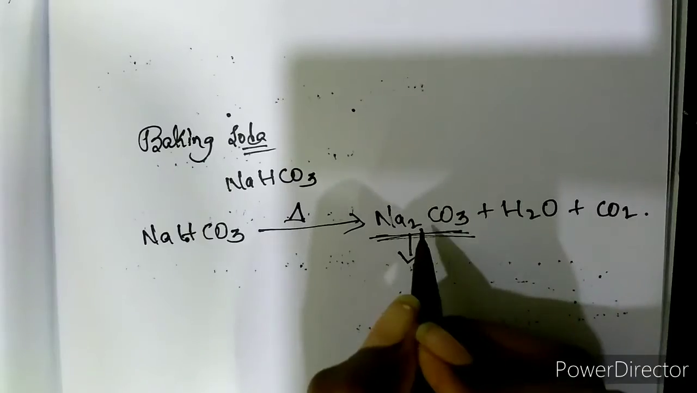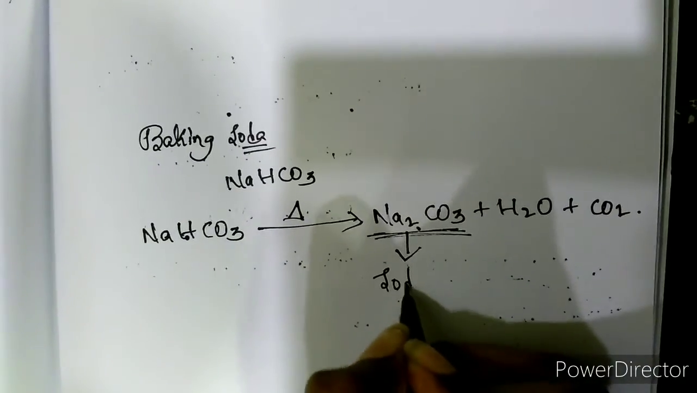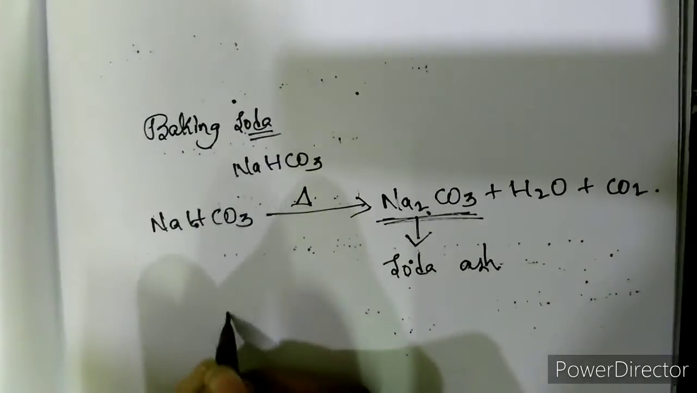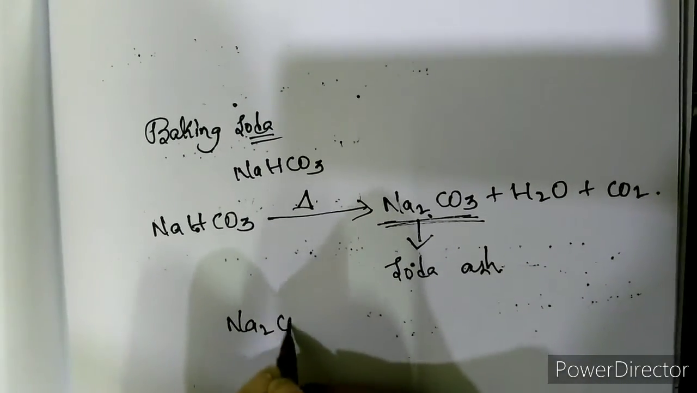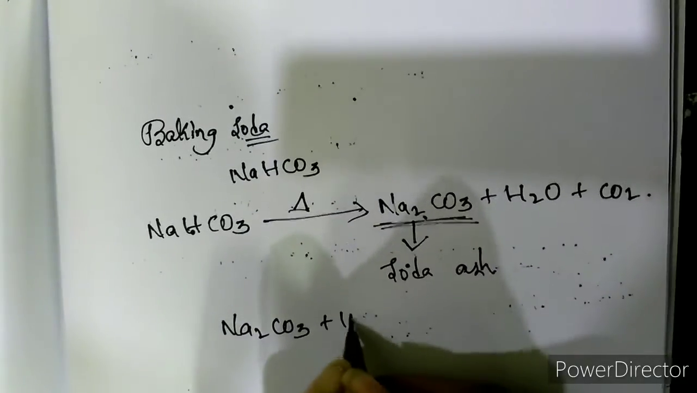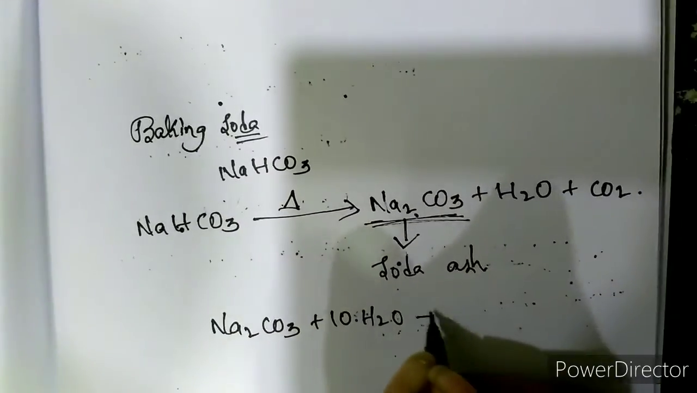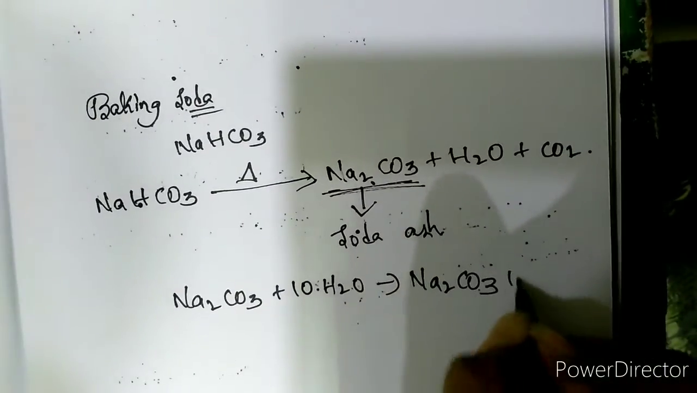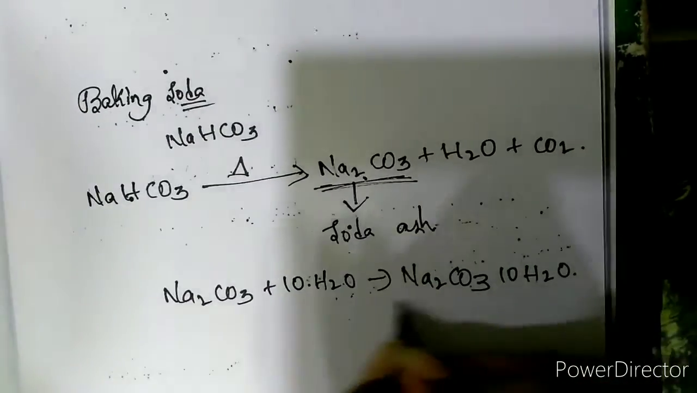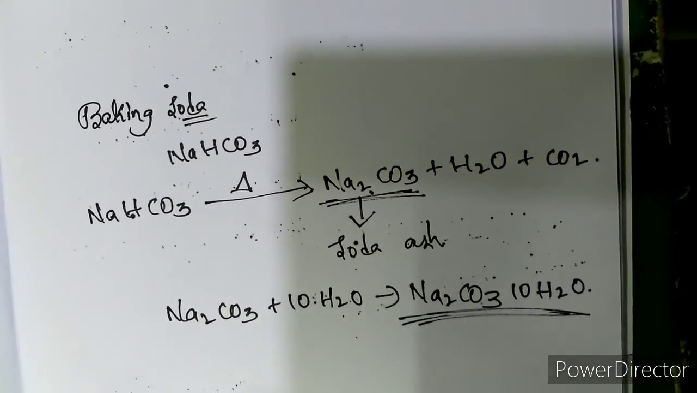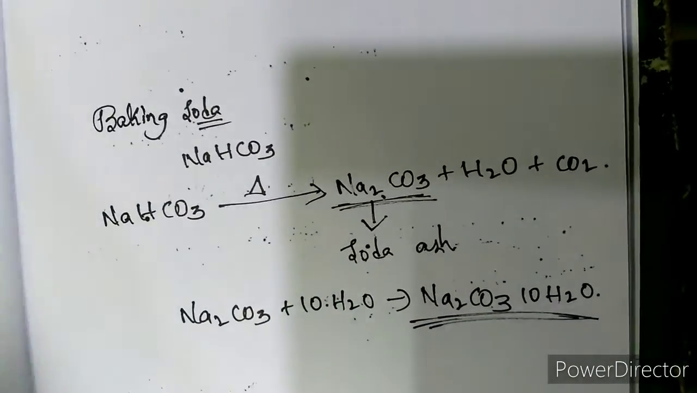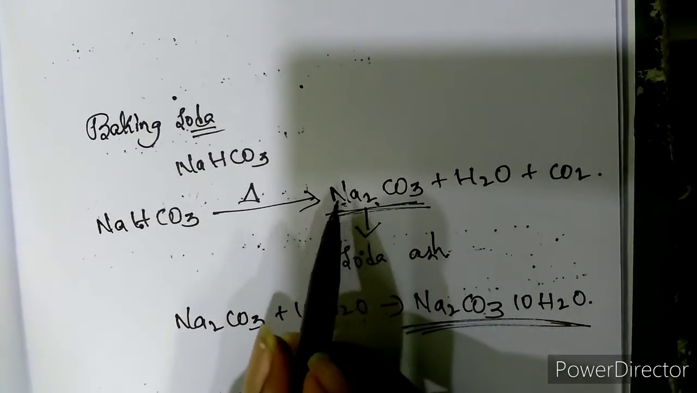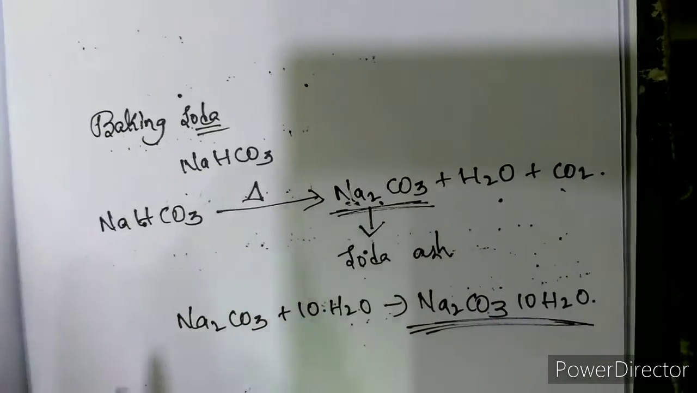We should not say this is washing soda. Soda ash is formed, as we discussed above. Soda ash is formed, and if we add 10 water molecules to this soda ash, plus 10 H2O, it will form Na2CO3 10H2O. This is washing soda. So we can say that washing soda is formed by heating baking soda. Here the products of heating baking soda are soda ash, water and carbon dioxide.